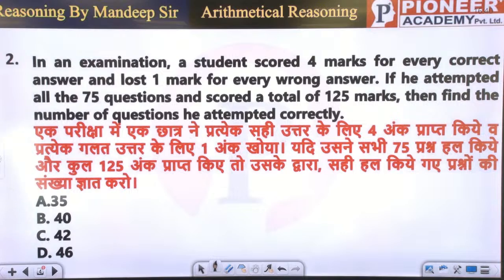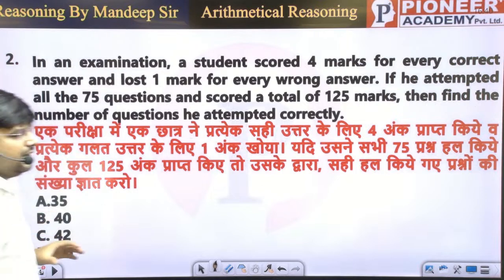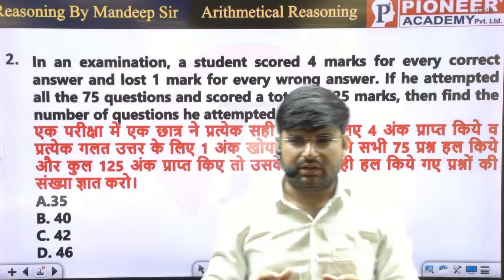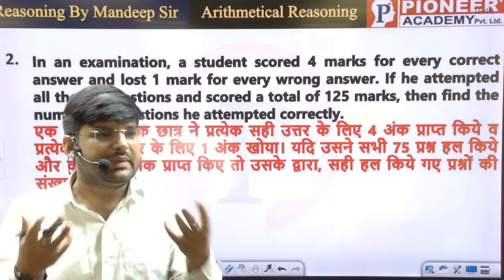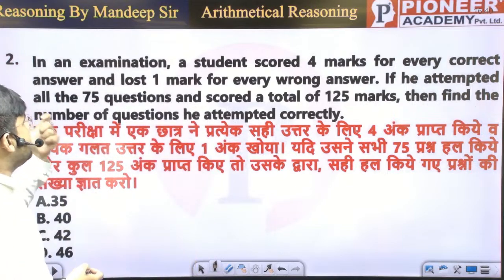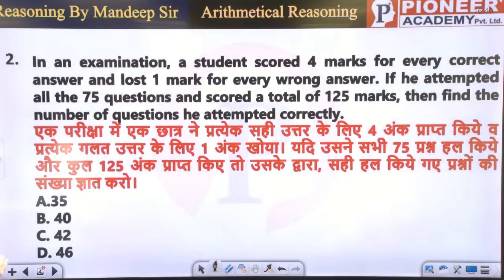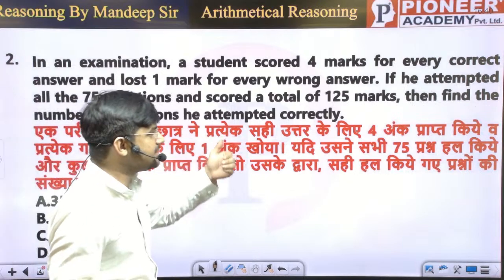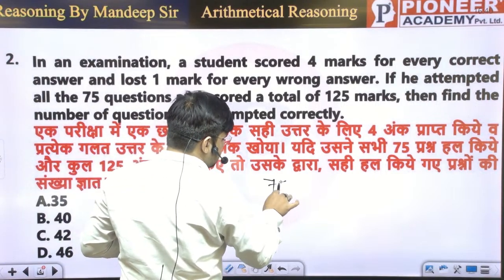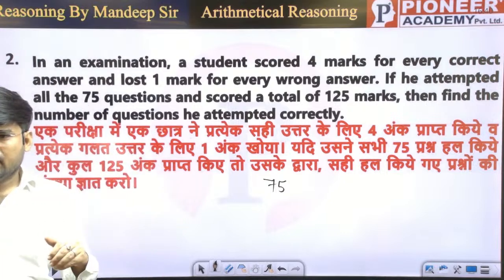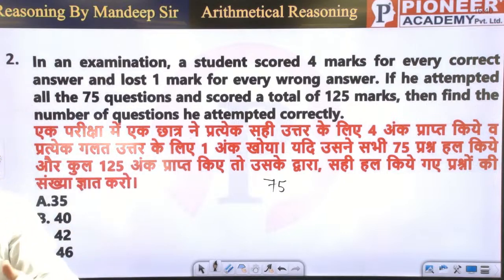I will tell you 3 methods for these questions. First of all, the very basic concept, let's assume x. In an examination, a student scored 4 marks for every correct answer and lost 1 mark for every wrong answer, and he attempted all the 75 questions. Let's assume he got x number of questions correct.